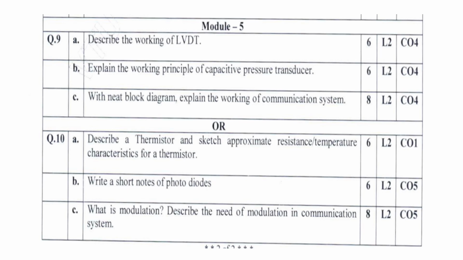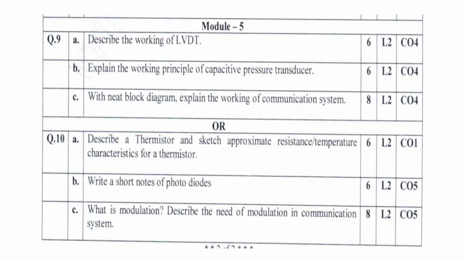So in our choices, you will have describe a thermistor and sketch approximate resistance or temperature characteristics of thermistor, and write short notes on photodiodes. What is modulation? Describe the need of modulation in communication system. So these are the set of questions which is in module 5.